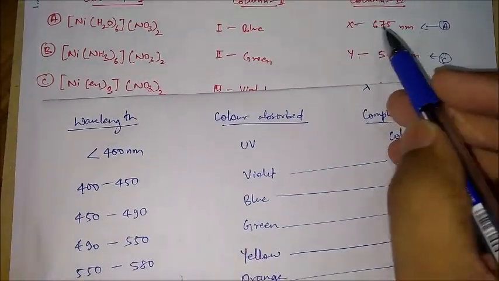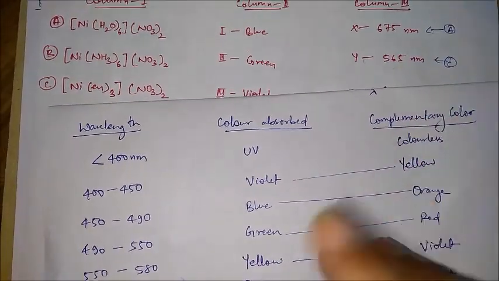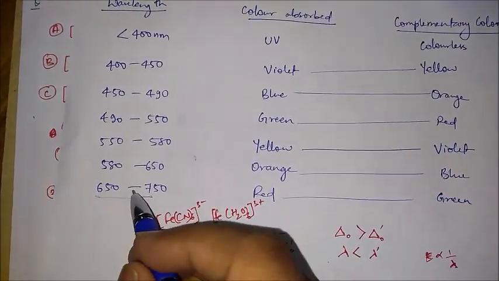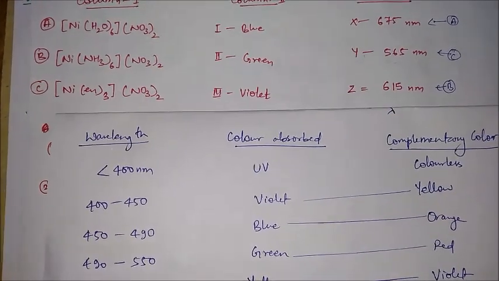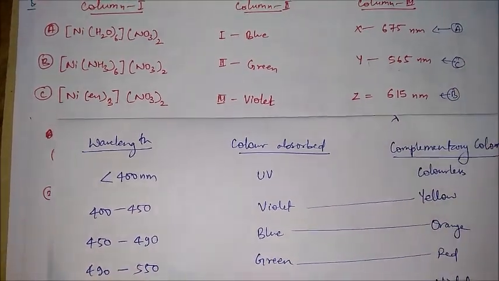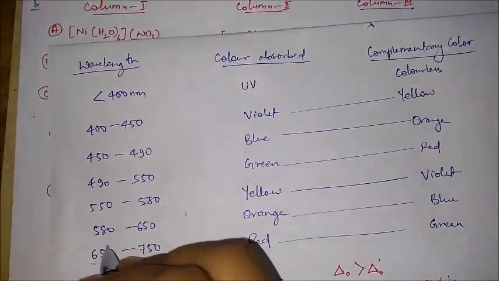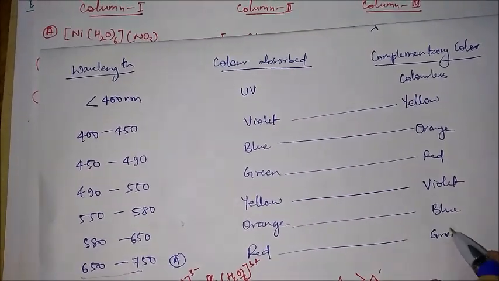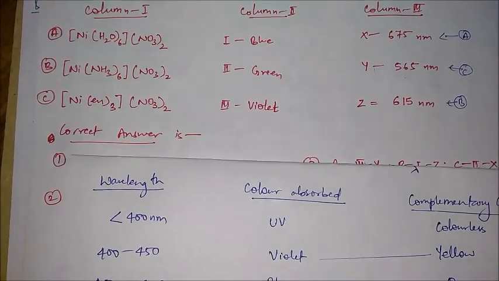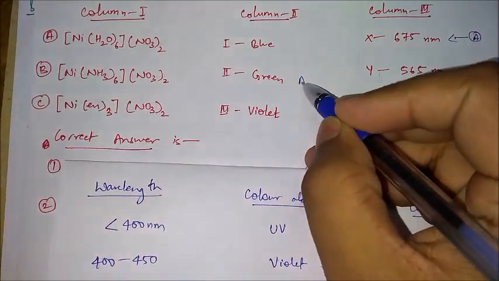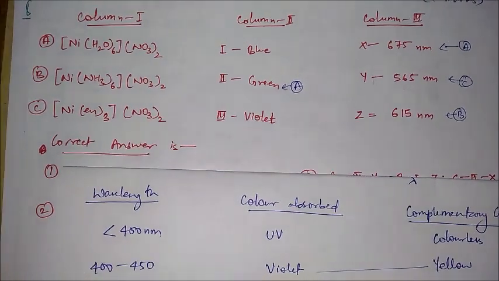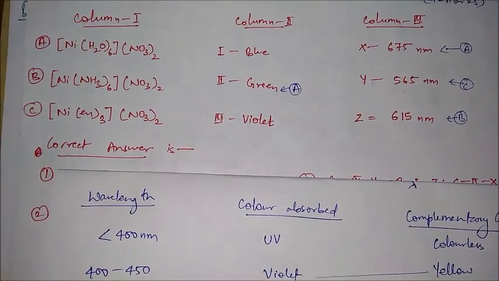If I show you the table again, this was the table, and if we match the values, for X we have 675. So 675 corresponds to A. Now A will absorb red color and it will look green in color. So this green will correspond to A. All this you can do with the help of the table. If you know the table, then you can do this easily.